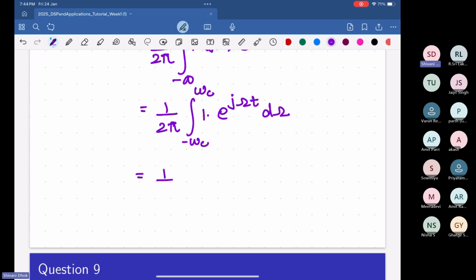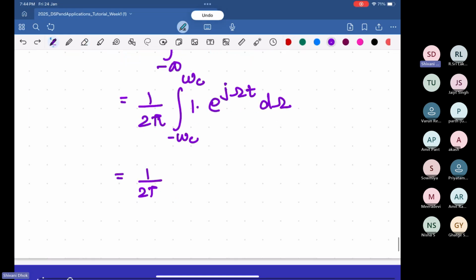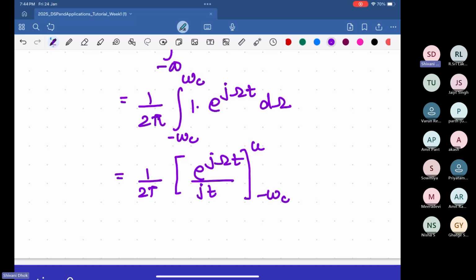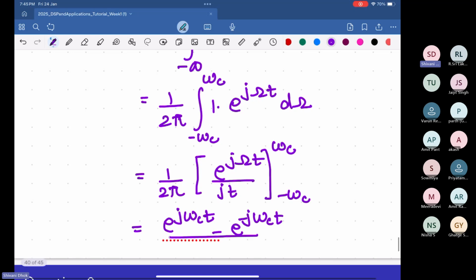So this comes out to be equal to 1 over 2 pi. Integration of e power j omega t is e power j omega t upon jt, from minus omega c to omega c. So this comes out to be equal to e power j omega c t minus e power minus j omega c t divided by 2 pi j t. So this is h of t. So this is the impulse response that we are interested in.